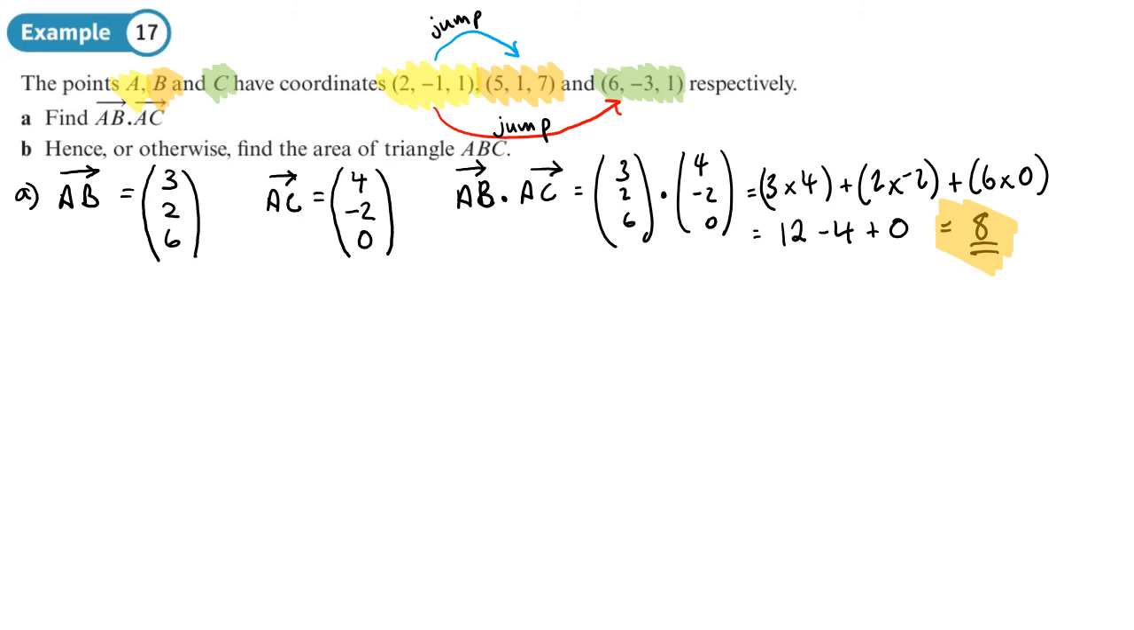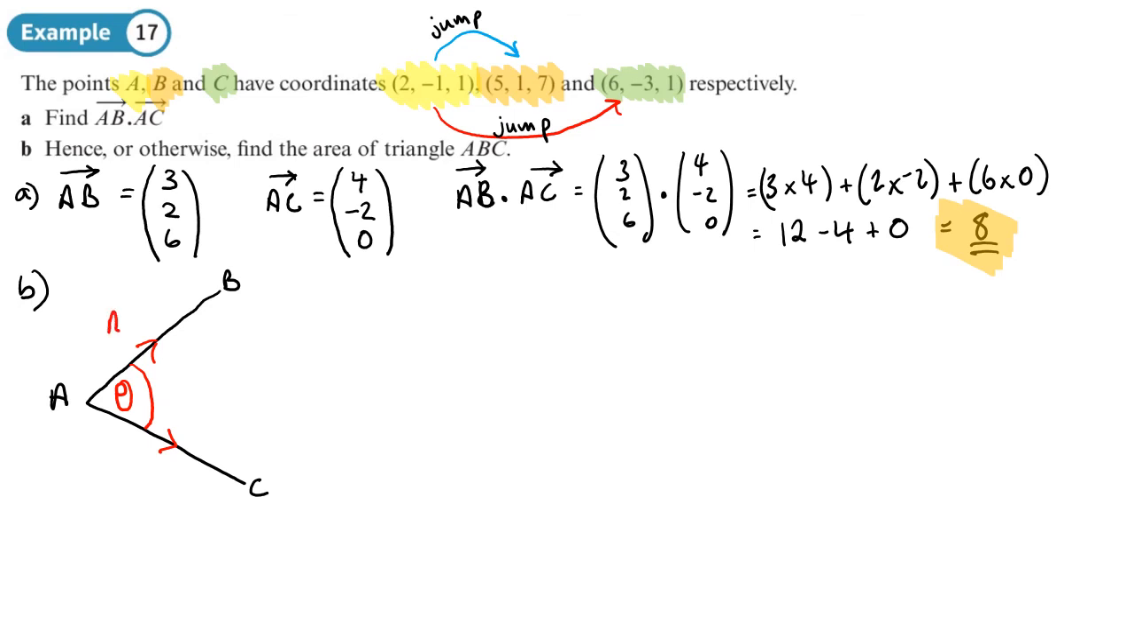Hence or otherwise find the area of triangle ABC. So here a sketch might be useful. The vertices of the triangle are A, B, and C. And I know these vectors, don't I? I know A to B, and I know A to C. So I could work out the angle between them.